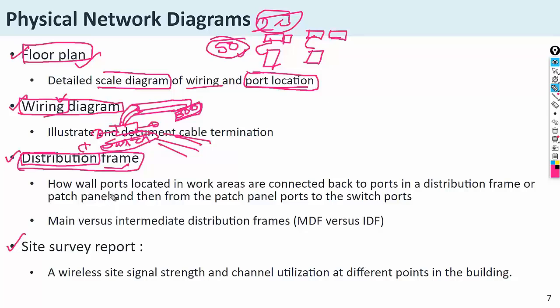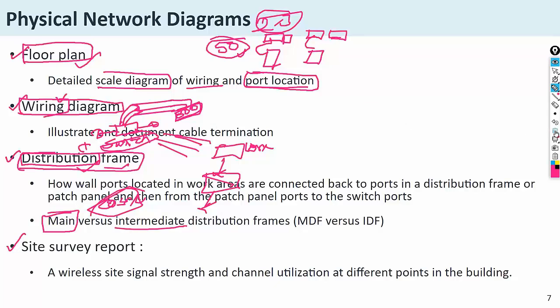There are two types of distribution. One is the main distribution. Main distribution will be considered a core switch. Core switch we already discussed, the core switch or core router. Another is the intermediary distribution. An intermediate distribution frame is one which gets some data from the core and forwards it to another.